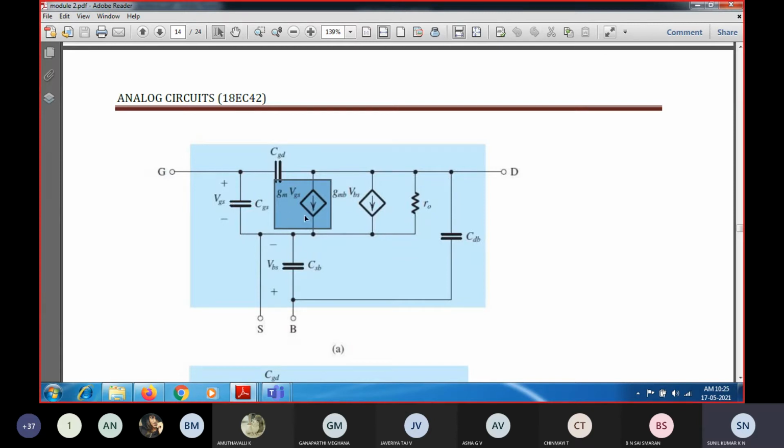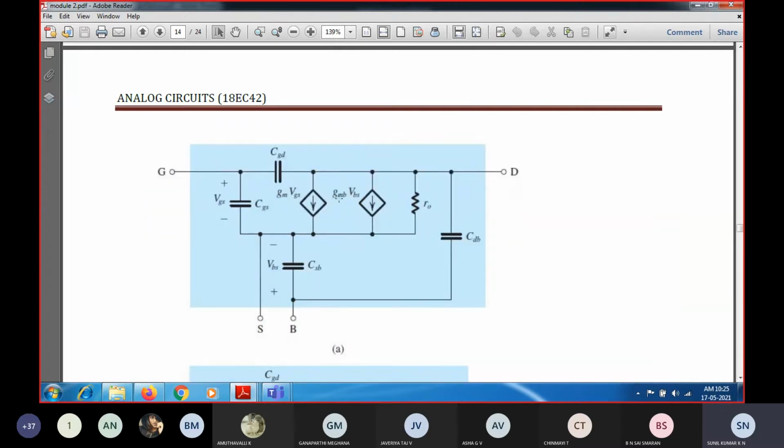So this is a voltage controlled current source in which the current is flowing from drain to source. So for a given supply voltage of VGS, that is gm into VGS. So this is a controlled current. So we can see another current source denoted as this. So you have to remember, this is not gm into VGS, it is gmb into VBS.